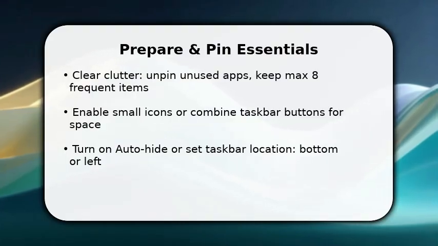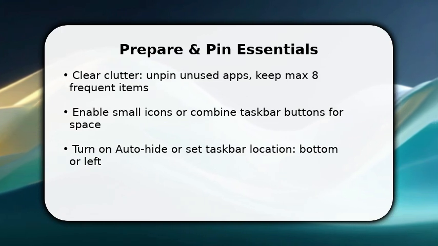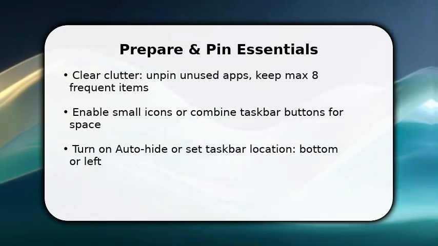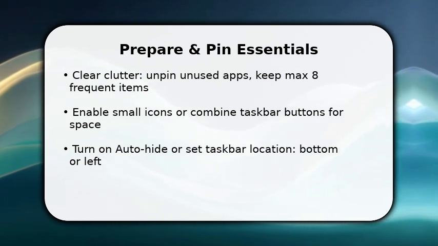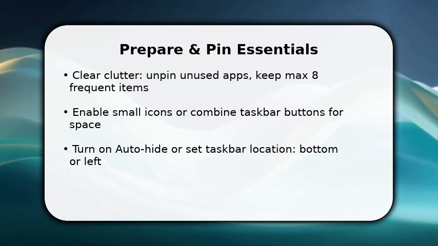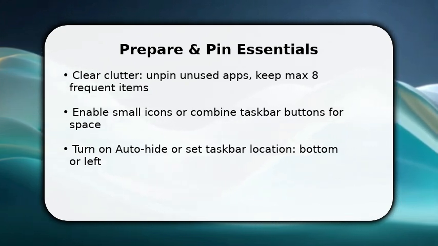You start by removing visual noise. Unpin apps you rarely use and pin the 6-8 tools you rely on most. Once done, switch to small icons or combine taskbar buttons to regain horizontal real estate. This reduces distractions and groups context.